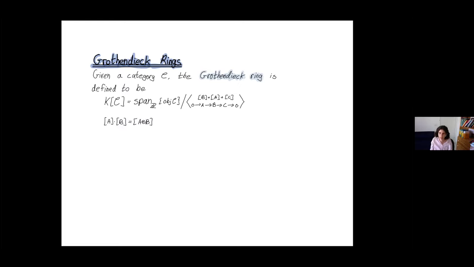And if we have a tensor category, if we had the tensor product, then this additive structure actually becomes a ring. And this is some fundamental invariant of our category. Sometimes we study rings by categorifying them, saying that they are Grothendieck rings of some category. Sometimes we study the category using this ring.